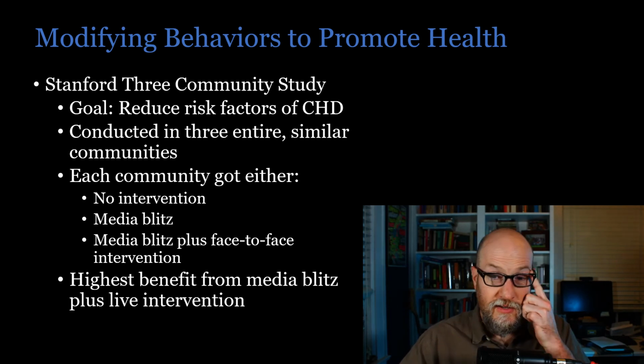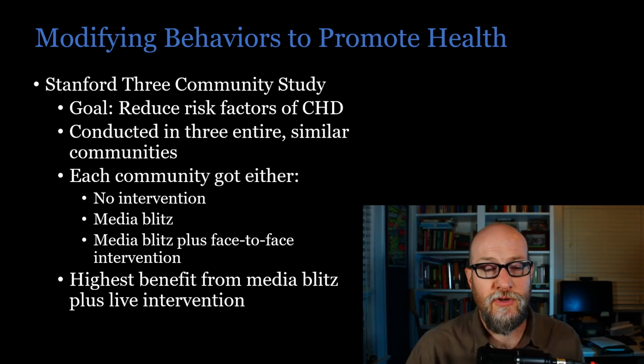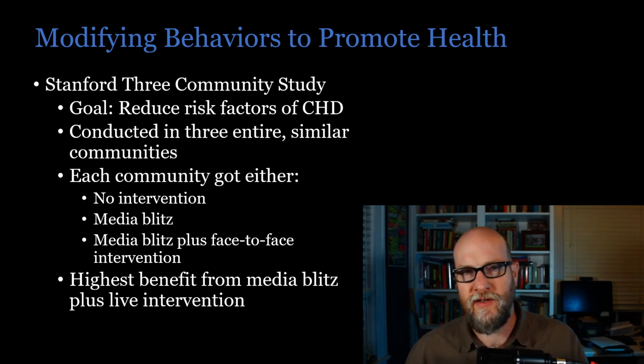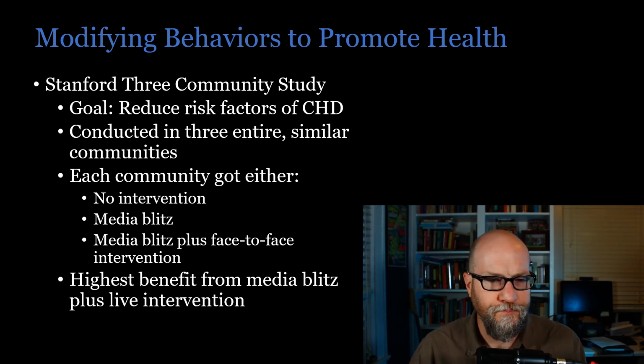There is an interesting study discussed in your book called the Stanford Three Community Study. This was a large-scale intervention experiment looking at reducing risk factors for coronary heart disease. They took three very similar communities and compared them to one another, creating a tiered set of experimental conditions. They had a control population in one community. These communities were matched based on factors like demographics and socioeconomic status. And one community got no intervention.